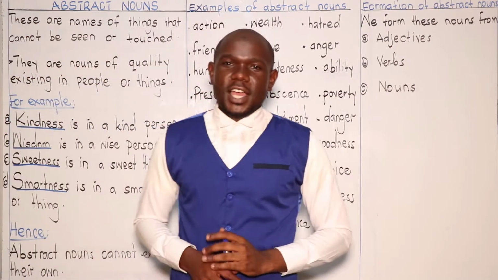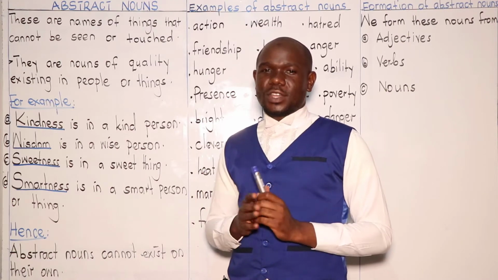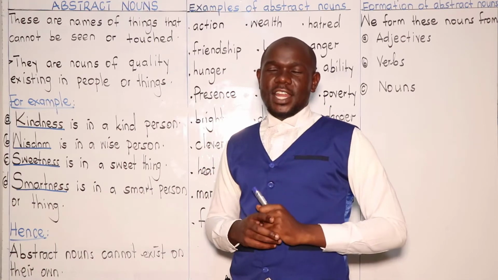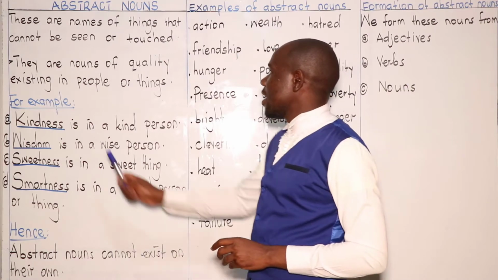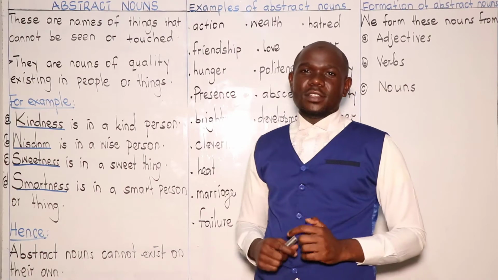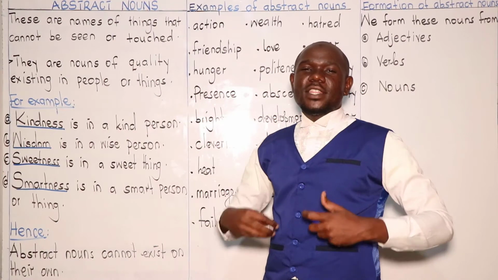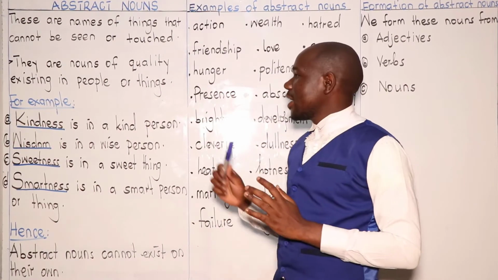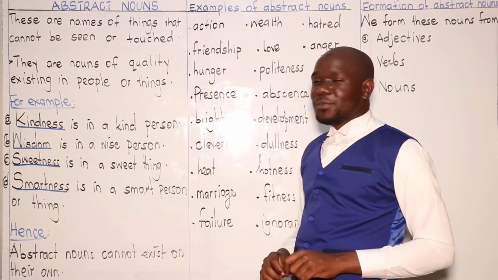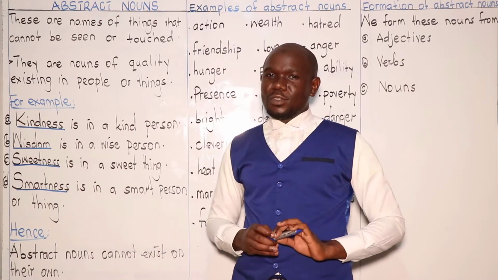When we talk about abstract nouns, it comes from the word abstract. Abstract means it cannot be seen, it cannot be touched. They are nouns of quality existing in people or things. We cannot find them alone, but we find them existing in people and in things. Take an example: kindness. Kindness is an example of an abstract noun.